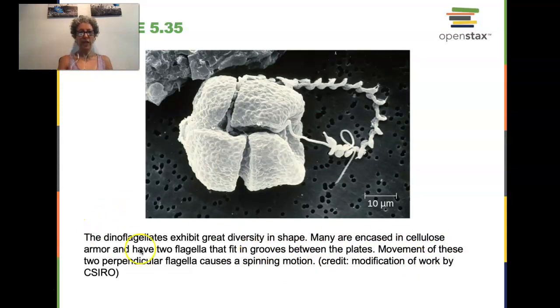And dinoflagellates, does look a little bit like a dinosaur, doesn't it? Flagellate, it has a flagellum. There's all sorts of shapes and sizes of these. They might have cellulose cell wall. This one has two flagella, and they have perpendicular flagella that cause the spinning motion of this particular dinoflagellate.